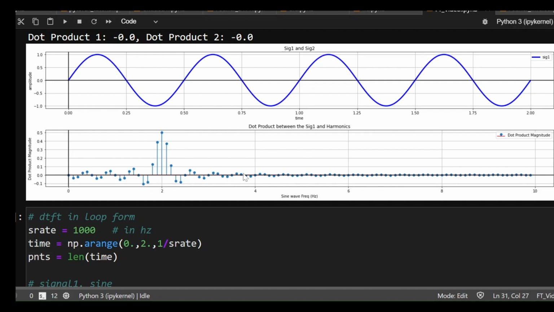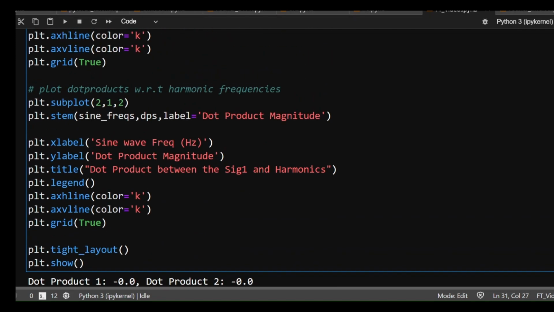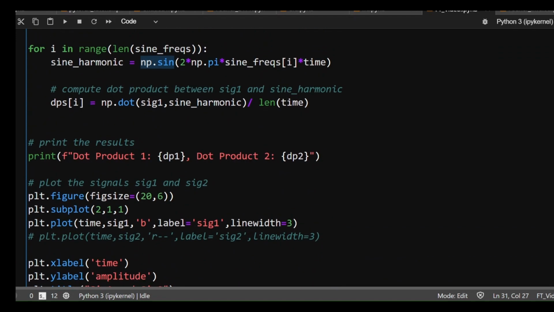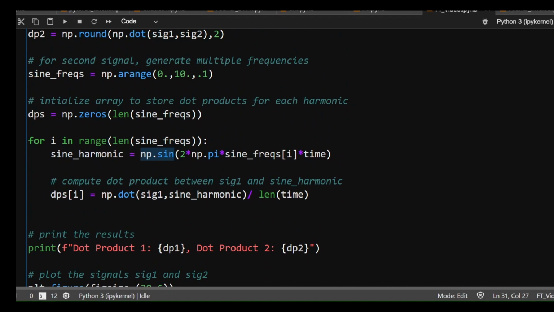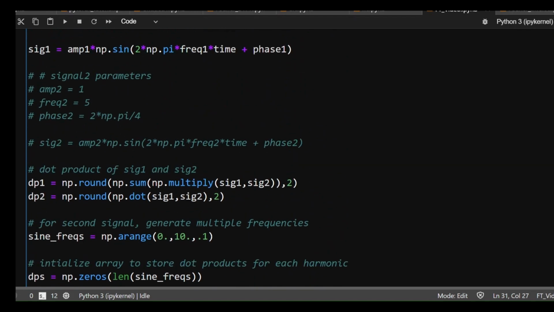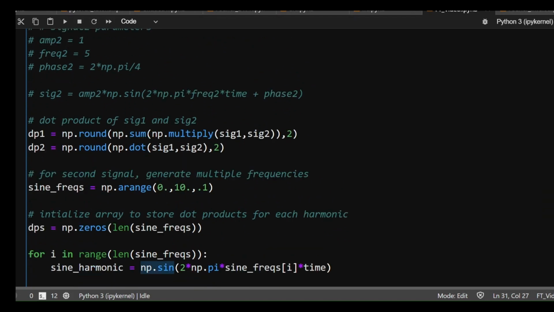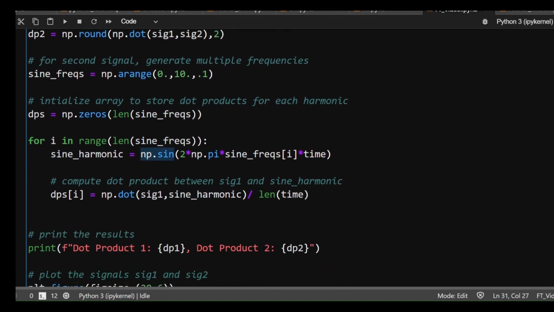This is a very important concept: when we take the dot product of 2 signals, unless the frequencies and phases match, the output of the dot product is 0. That means the signals are orthogonal to each other. And this fact can be utilized in frequency detection applications. This is exactly what the DTFT is all about. It is trying to detect the frequency of the original signal.